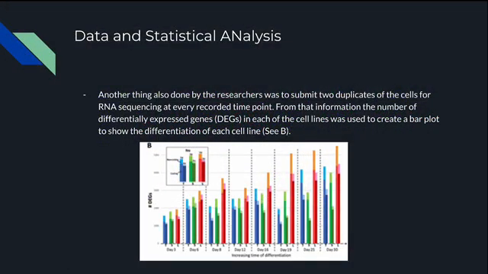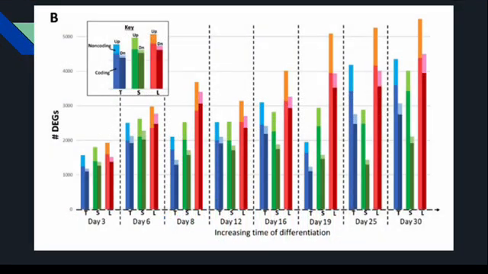The researchers also submitted the cells for RNA sequencing at each of the recorded time points. This allowed them to visualize the differently expressed genes, labeled DEGs, for each cell line. This was then used to create a bar plot for each of the cell lines. This was then analyzed further in a statistical analysis to determine if there was a statistically significant difference among the cell lines. This is an image of the bar plots displayed.